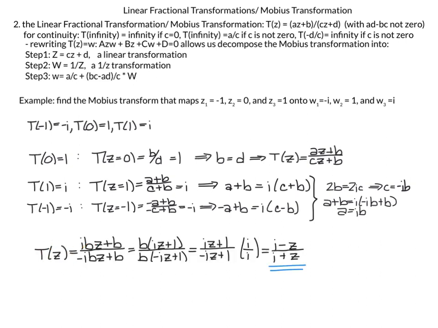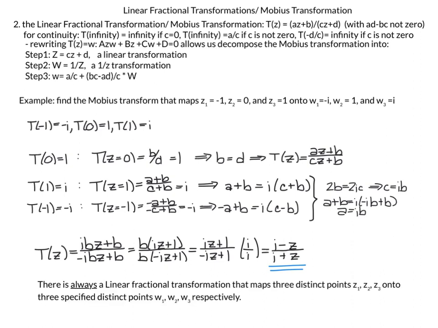So I have a, which is equal to ib times z plus b, and then c, which is minus ib times z plus b. That's over here. And then I can simplify this algebraically until I get T of z is equal to (i minus z) over (i plus z). And one thing to note, there is always a linear fractional transformation that maps three distinct points, z1, z2, z3, onto three specified distinct points, w1, w2, w3, respectively.